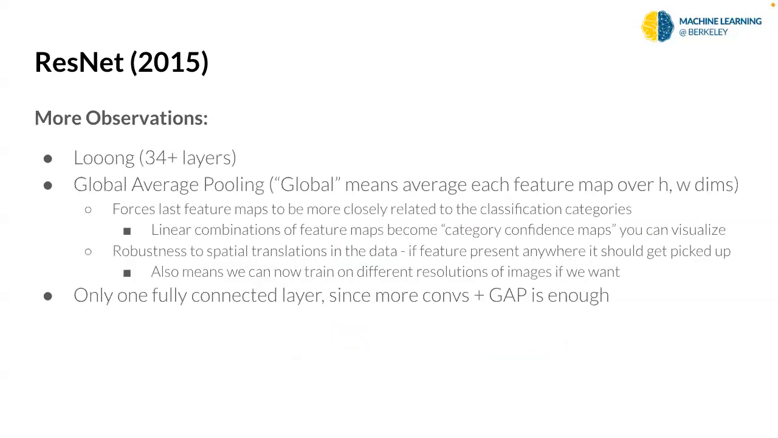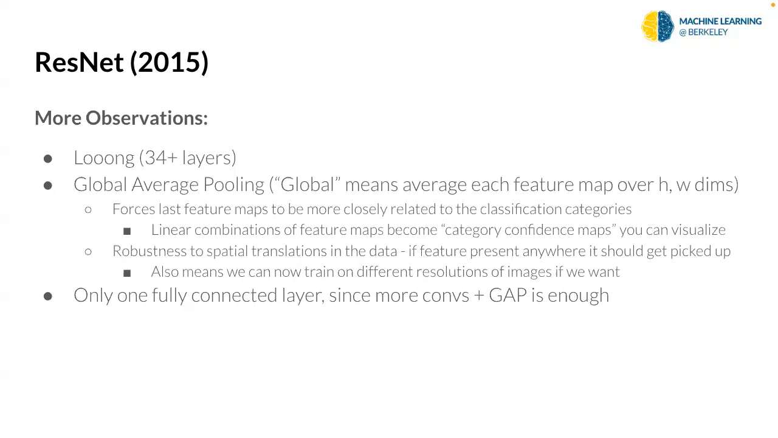Some observations about the network. First of all, it's long. It uses global average pooling. So global means averaging over each feature map over the height and width dimensions instead of the channel dimension. And so, for example, a 7x7 by 512 block would get averaged down to a 1x1 by 512 block. And what this does is it forces last feature maps to be more closely related to the actual classification categories.